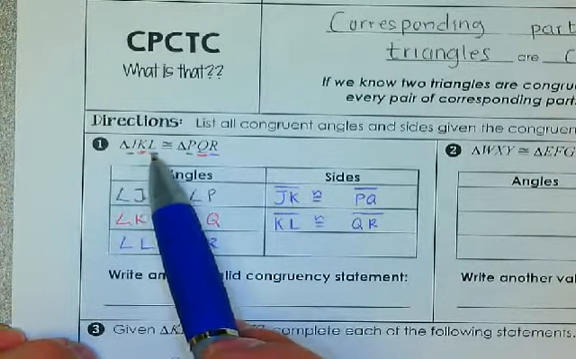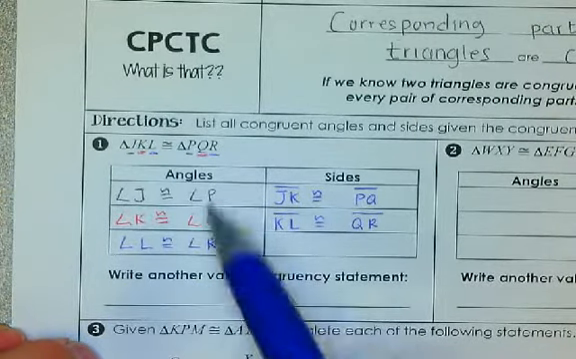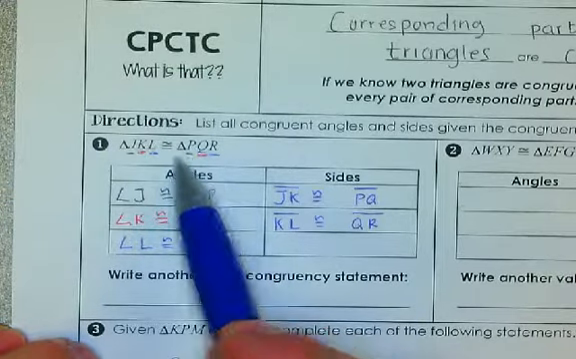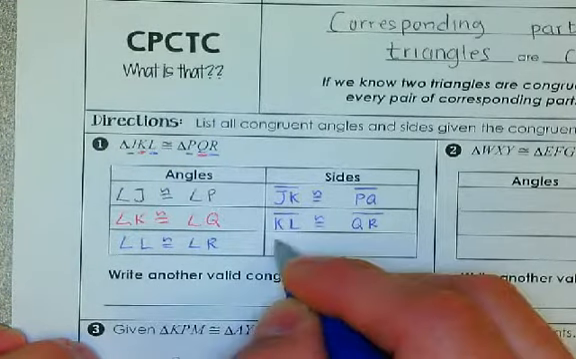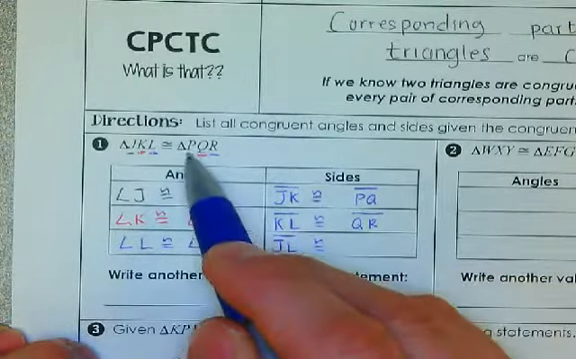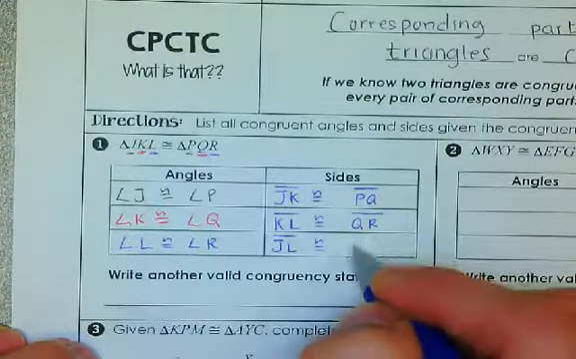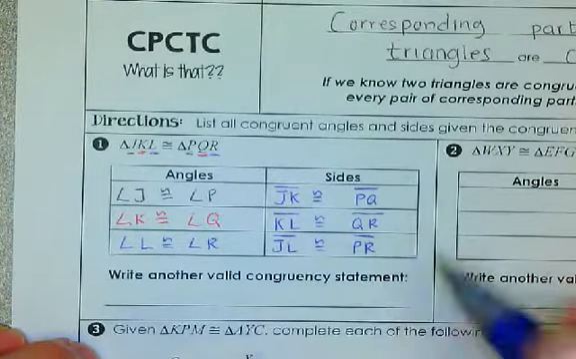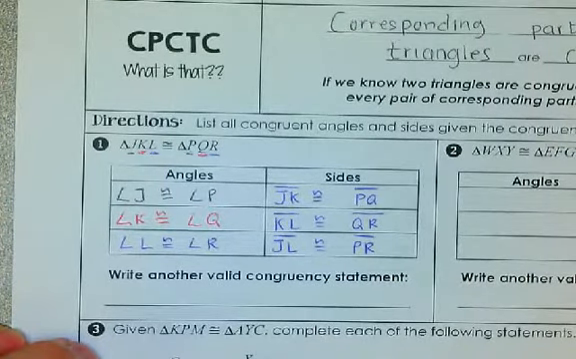Boom. Then we choose the first and the last. That's the last side that we need. So JL is congruent to PR. That completes everything that we need for our congruency statements for the angles and the sides.